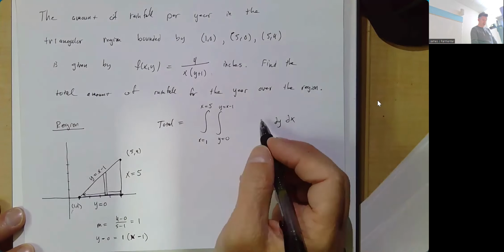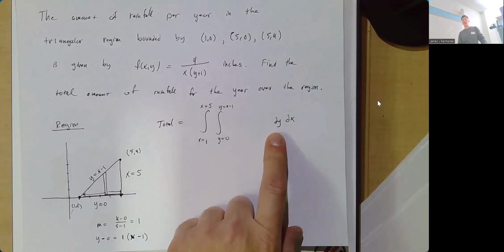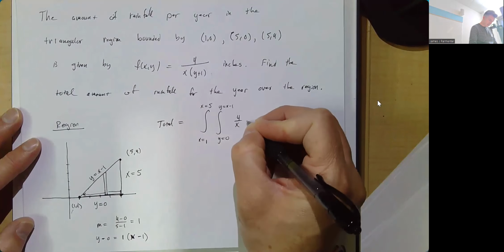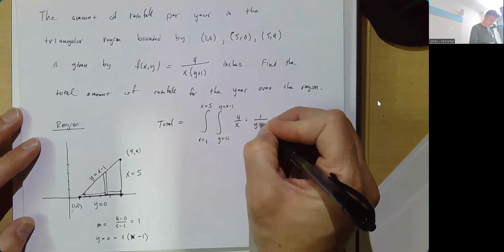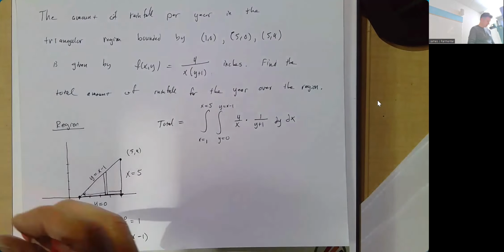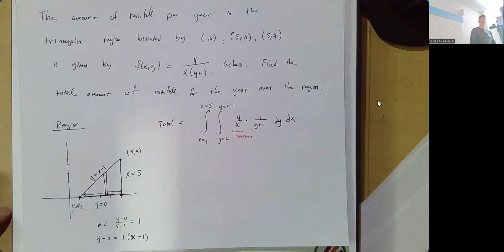And then we have to actually integrate the function 4 over x times y plus 1. Now, here's what I would say. We know we're going to integrate with respect to y first because we have the dy first there. So I would rewrite this function just a little bit as 4 over x times 1 over y plus 1. And I'm thinking of this for the moment as a constant as far as y is concerned times 1 over y plus 1. And when you integrate a constant times a function, that constant just hangs out. Just like when you differentiate a constant times a function, that constant multiple just hangs out.